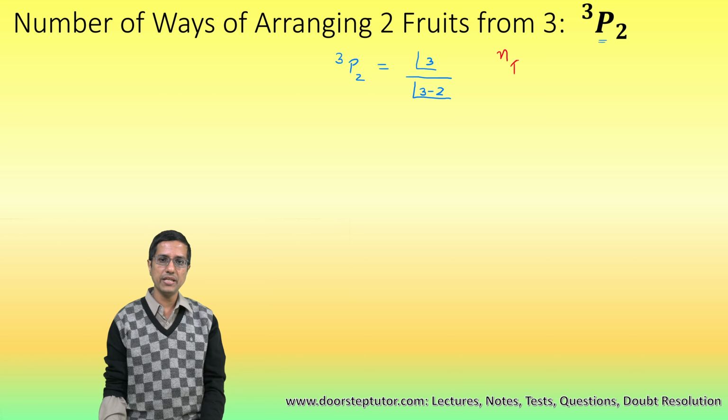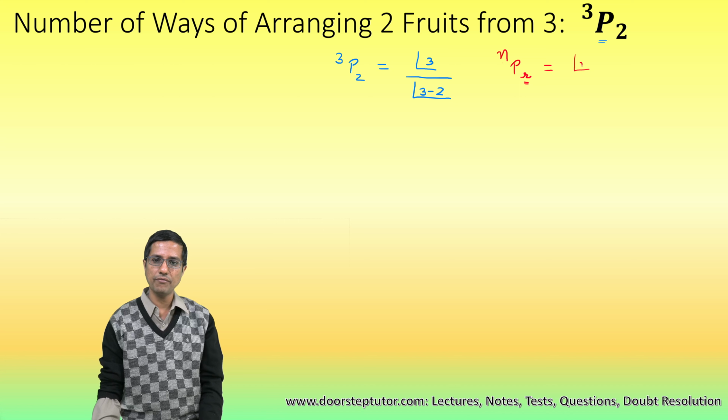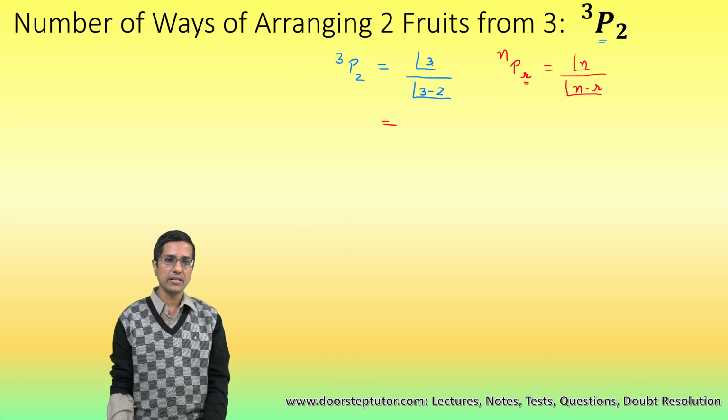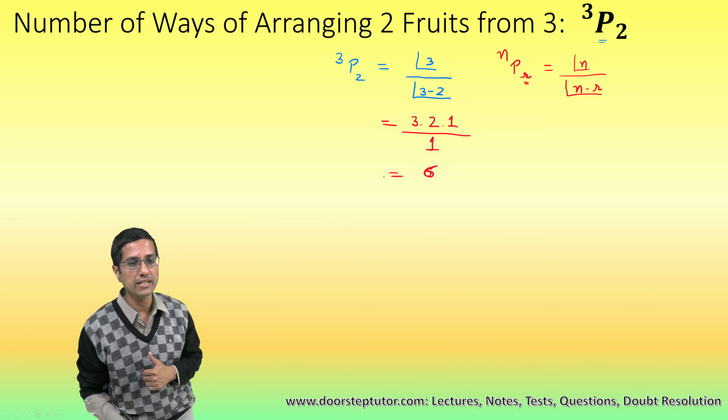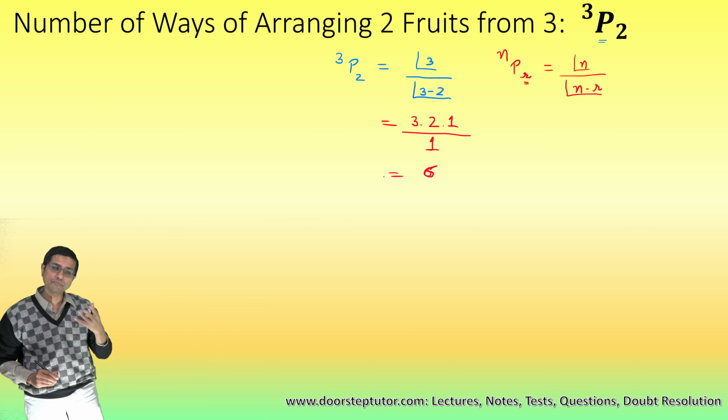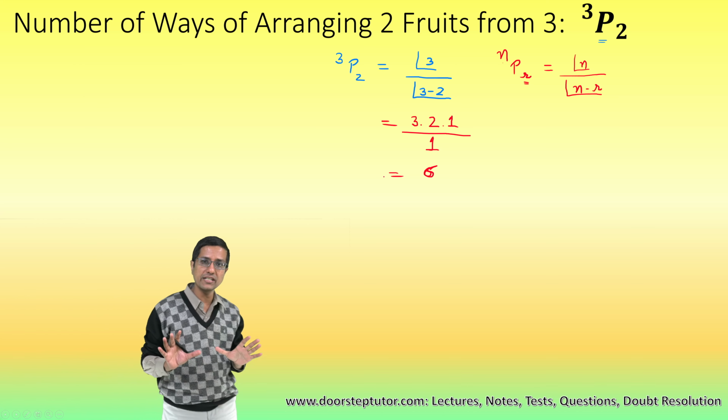nPr, where we are arranging r things from n things, is equal to factorial of n divided by factorial of n minus r. So let us just compute this value. So factorial of 3 means that we multiply 3 with all the numbers below 3. So 3 minus 2 is 1, so this is just 1. And of course, as we expected, the total number of arrangements, the total number of permutations of 2 things from 3 comes out to be 6. Okay, that is what we had expected.